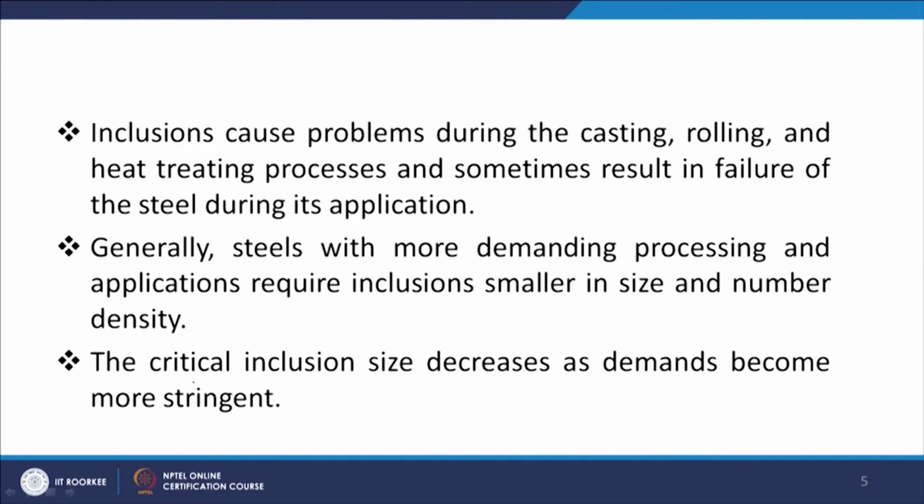Steels with more demanding processing and applications require inclusions which are smaller in size and number density. It means that if you have to have steel of better quality, the requirement is that the inclusion size should be smaller, and similarly the number density should also be less. Fewer inclusions should be there, as well as smaller inclusions.